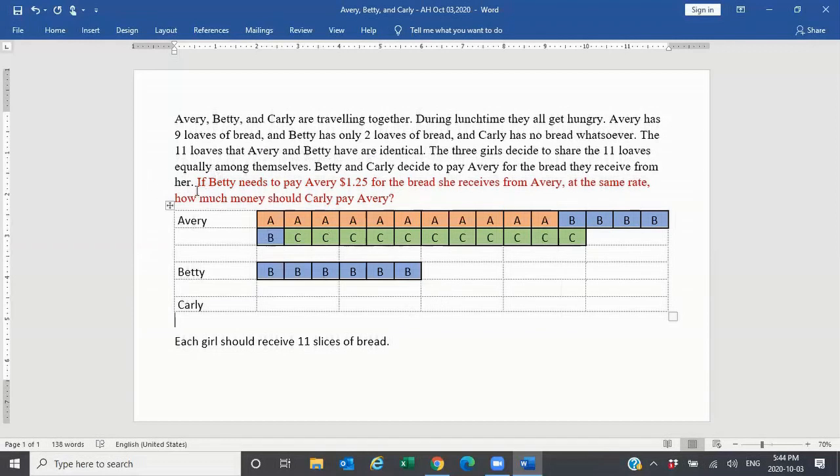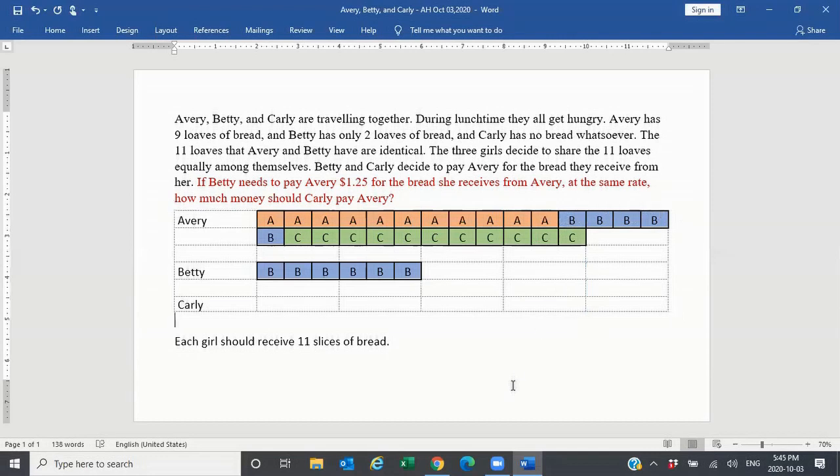Alright, so the question that we changed the color of says, if Betty needs to pay Avery $1.25 for the bread she receives from Avery, at the same rate, how much money should Carly pay Avery? So Betty is paying $1.25. Avery has given her 5 slices of bread which she needs to pay for, and she is paying $1.25 for them.